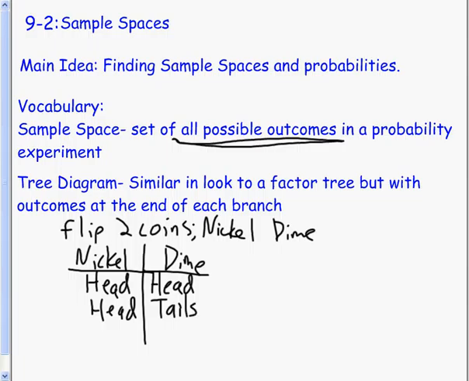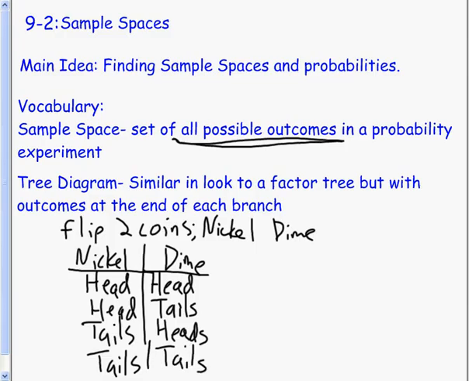There's another possibility. Now what if the nickel lands tails? We could have the dime land heads. Or the nickel could land tails one more time and the dime could land tails. Those are the four possible ways for our experiment to go, so that is a sample space.